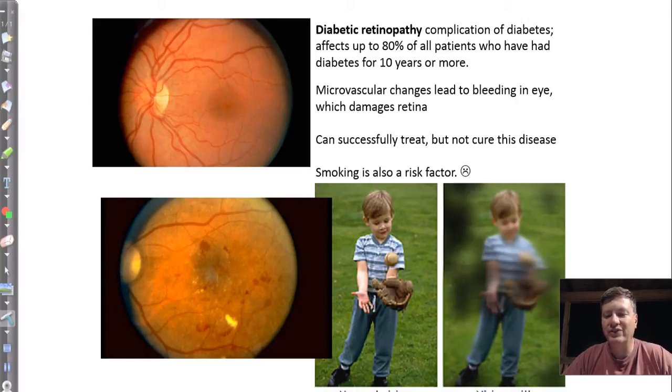This is just how it looks if somebody has normal vision, and this is what they actually see if somebody has retinopathy.